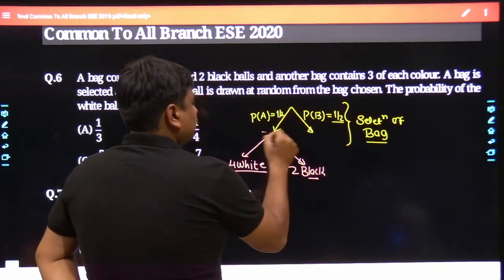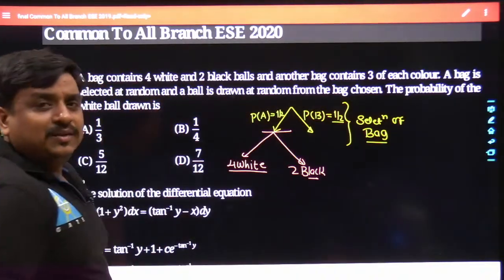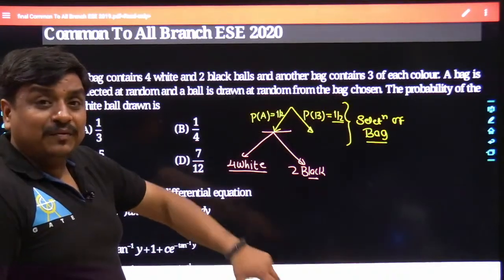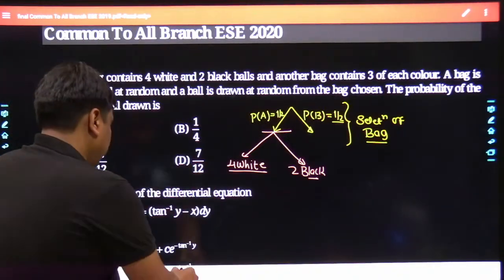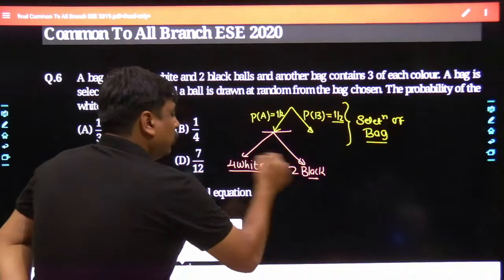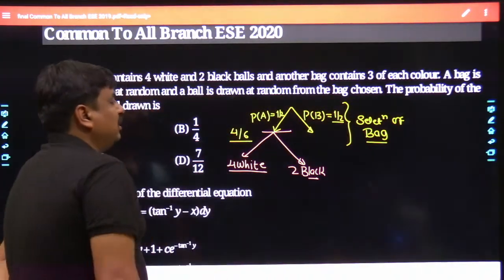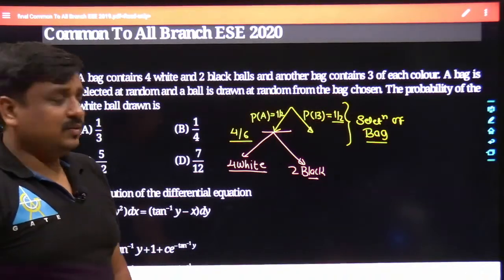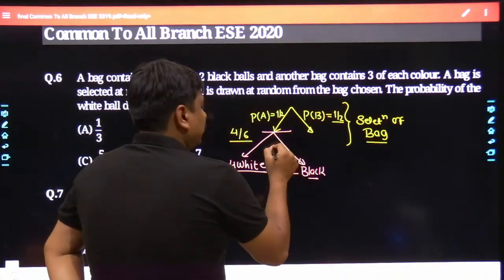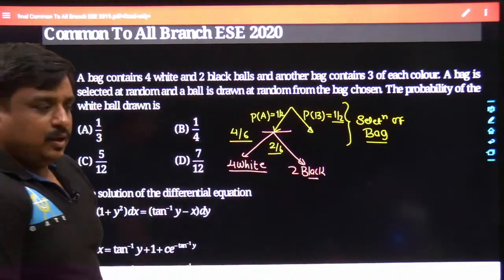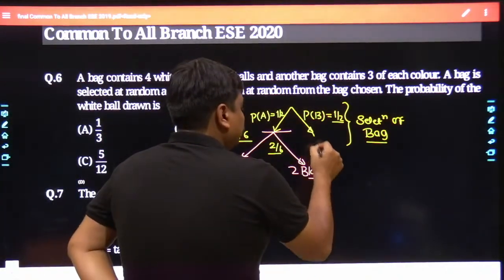See, I wanted to ask one thing. If bag A has already been selected, and one ball is picked out, what's the probability of getting a white ball? Obviously, it would be 4 by 6. How many total balls do we have? 6. Out of that, 4 balls are favorable. So obviously, it's going to be 4 by 6. And here, it becomes 2 by 6. Agreed?